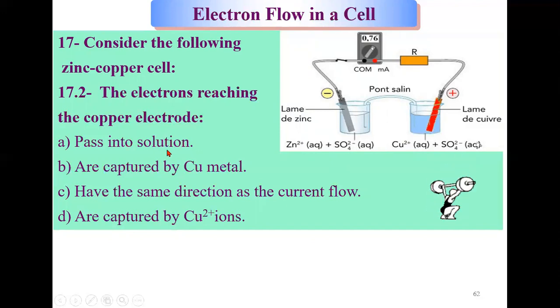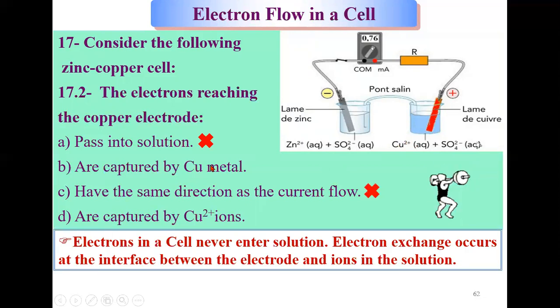So the first part, do they pass into the solutions? No, electrons will never pass into the solution. Are they captured by the copper metal? No, they go onto the copper metal, but they're not captured by it. Okay, the copper metal doesn't pick up those 2 electrons. On the contrary, who picks up the 2 electrons is the copper 2+, because this side, remember, is undergoing reduction. So it's the copper 2+ that picks up the 2 electrons and it becomes copper solid. So no, the copper actually does not pick up the electrons. It has the same direction as the current flow. And of course, you all know that electron flow does not have the same direction of current flow. They are captured by copper 2+. We just said that they are captured by copper 2+, but they are not captured by the copper metal.